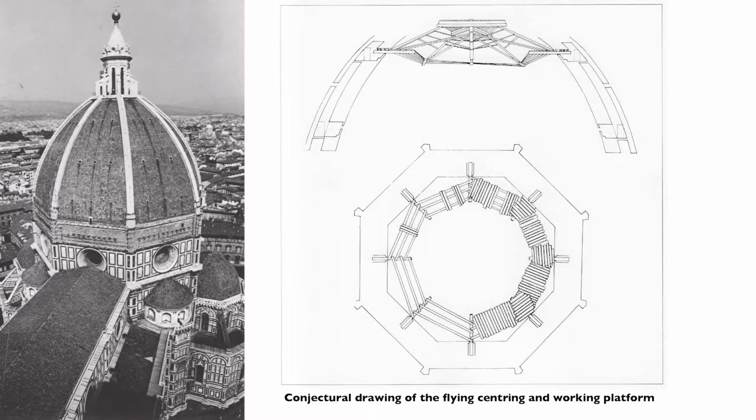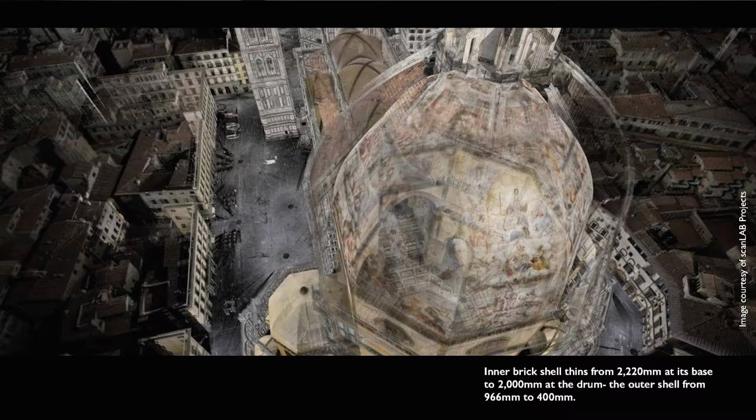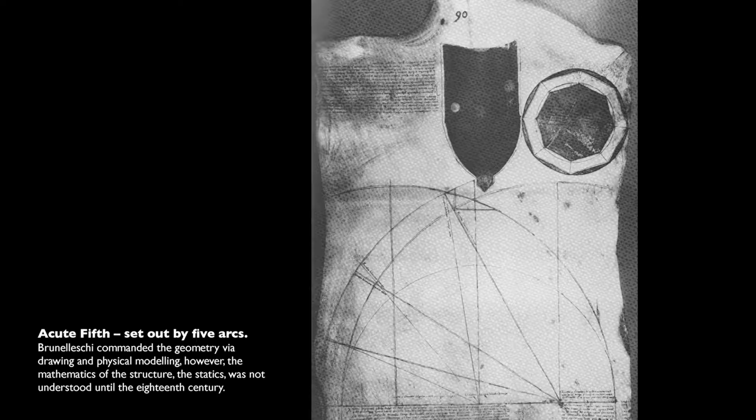Here we see a conjectural drawing of the flying centering and the formwork platform used by Brunelleschi. As is normal in the construction of the European cathedrals from the Middle Ages, access to the work site is through the building, through the interstitial staircases that remain today for maintenance. It's a double brick shell, and it is the outer shell that thins by over 500 millimeters. And here we see a scanned image by ScanLab of this great Duomo.